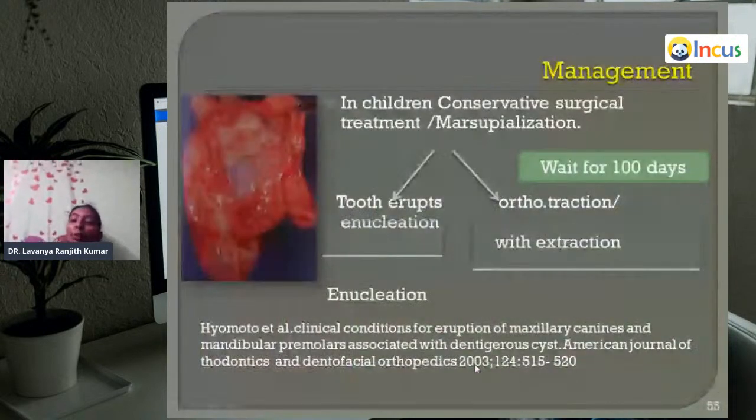Coming back to the management, in children conservative surgical treatment will be required. If it is a large dentigerous cyst, then marsupialization followed by another surgical procedure. If the tooth erupts, then enucleation. Orthodontic traction, waiting for 100 days, otherwise extraction has to be done. Finally, if the tooth erupts completely, it is enucleation.